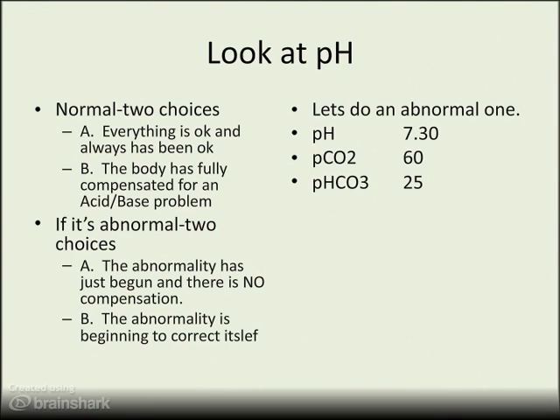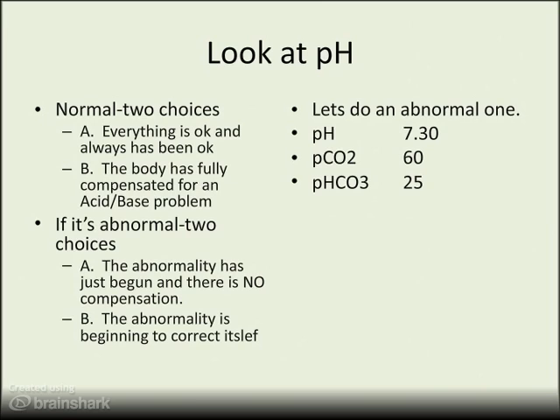When you look at a set of ABGs, the first thing you should do is look at the pH. If it's normal, you've got two choices. Either everything's okay and has always been okay with your patient and there's never been a problem, or your patient's had a problem and they have been able to fully compensate for any acid-base problem that they had. If the pH is abnormal, you've got two choices. Either the abnormality has just begun and there's no compensation going on, or the abnormality has been going on long enough for the body to begin to try to correct itself. So we're going to start with an abnormal one.